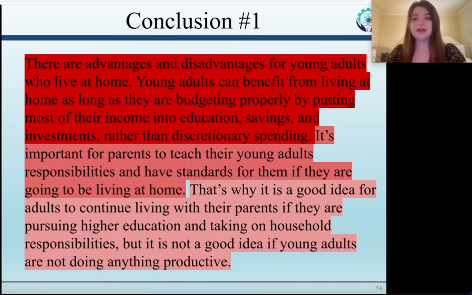Young adults can benefit from living at home as long as they are budgeting properly by putting most of their income into education, savings, and investments rather than discretionary spending, right? So that was the main point there, right?